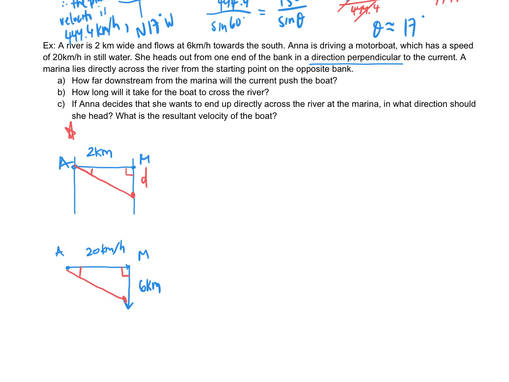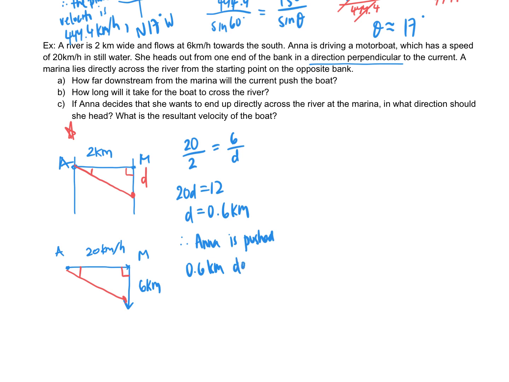Another way to set it up is with some proportions. So the relationship between 20 and 2 has to be the same as the relationship between 6 and D. And then you can cross multiply. 20D equals 12. And when you divide both sides by 20, you get that same 0.6 kilometers. So therefore, Anna is pushed 0.6 kilometers downstream from that marina.